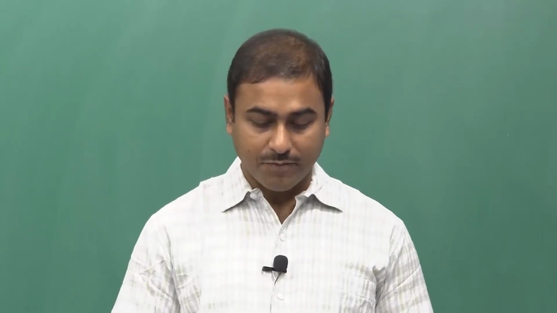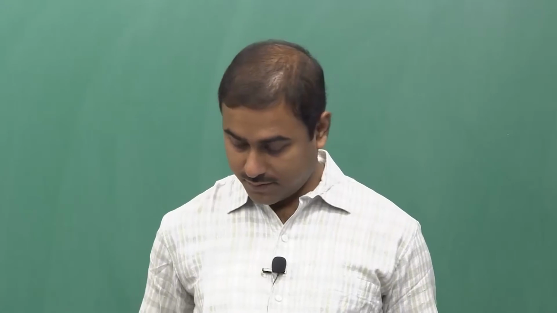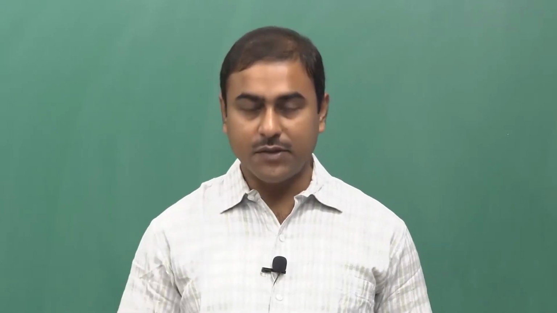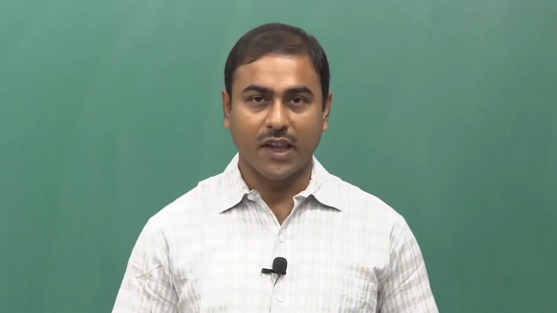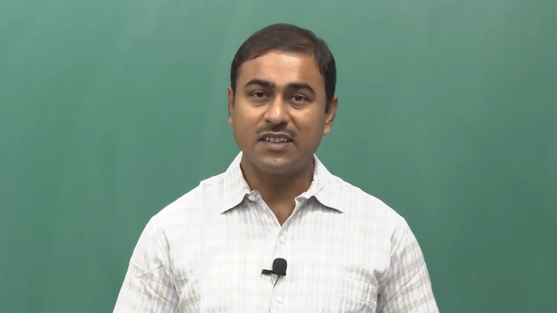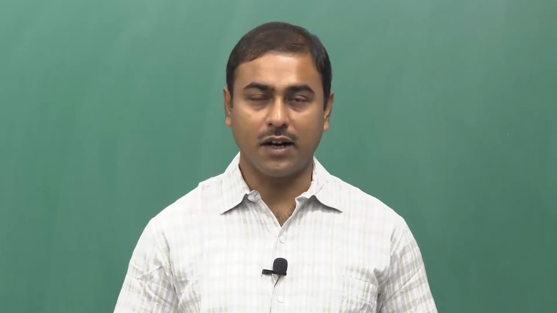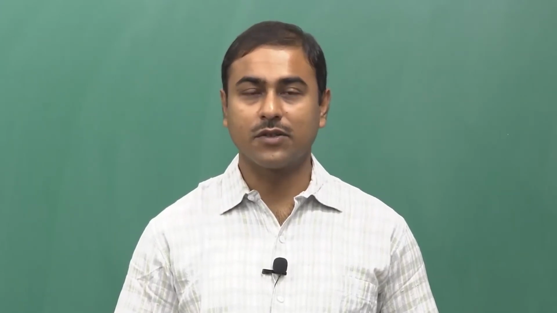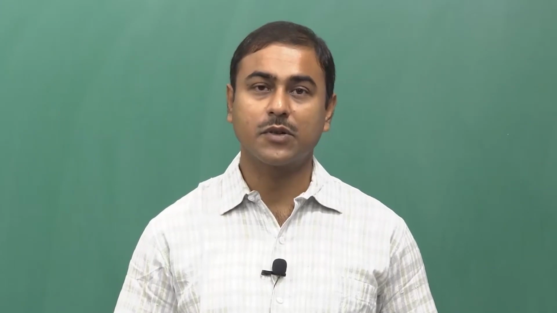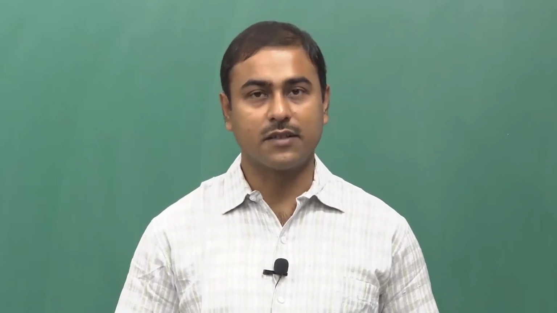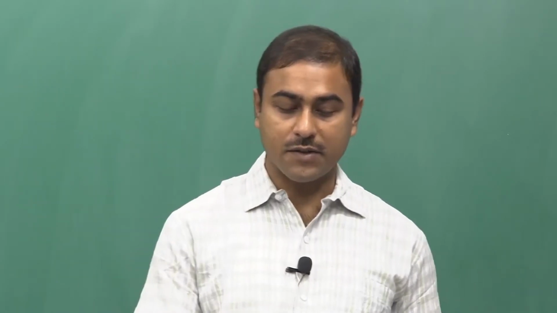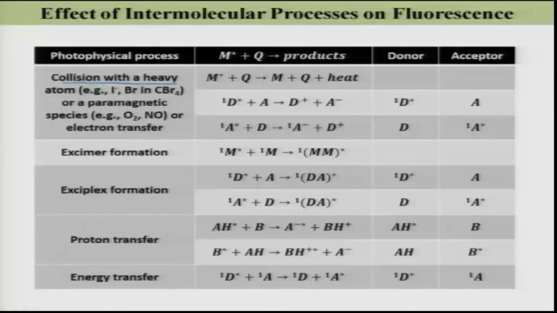Okay. Now, let me give you some examples of the reasons for this fluorescence quenching. Obviously, we are going to ask why the fluorescence intensity is decreasing with the addition of the quencher. There could be several reasons, right. First, I have written collision with a heavy atom, that could be one of the reasons, or collision with a paramagnetic species, or electron transfer.